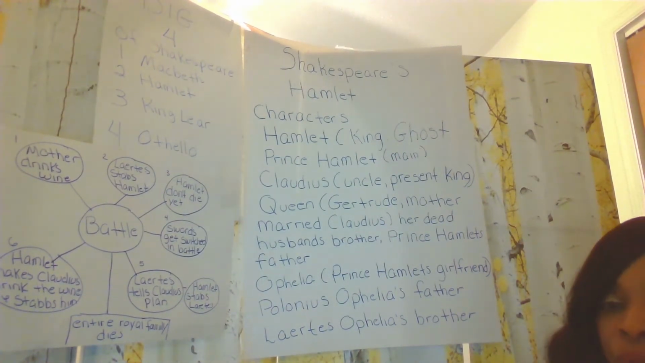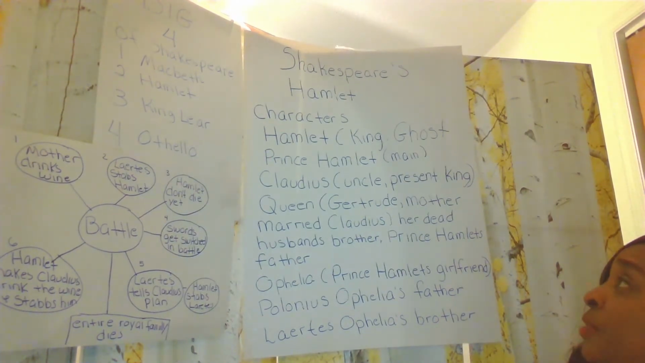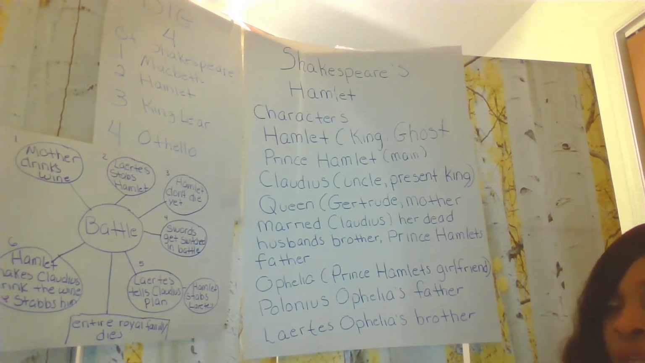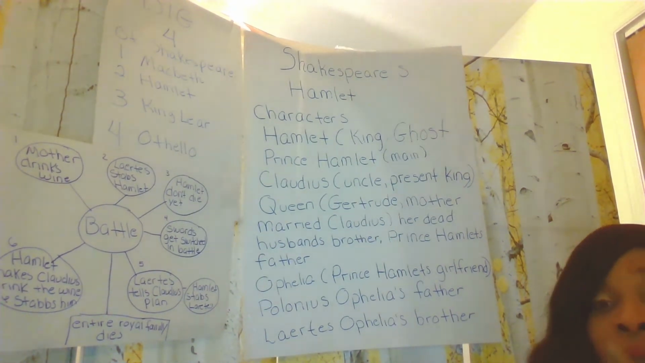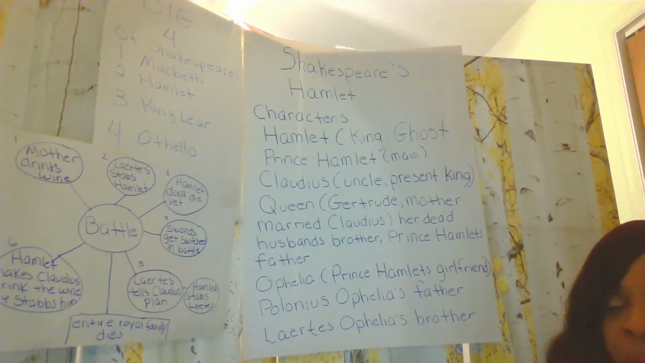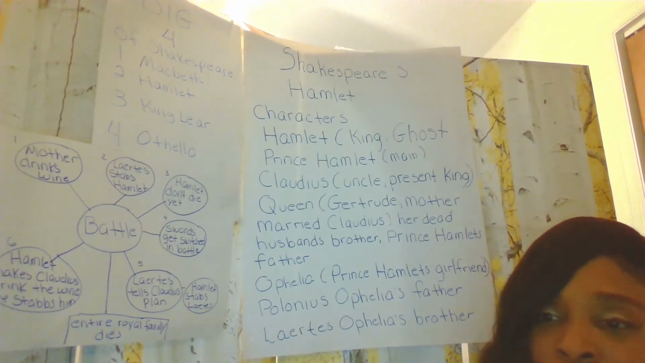Okay, the first thing we're going to do with Hamlet is go over some of the characters. Shakespeare's Hamlet. The main character, of course, is Prince Hamlet, but we have Hamlet, the king, which is the ghost; Claudius, the uncle, he's the present king; Queen Gertrude, the mother of Prince Hamlet; Ophelia, Prince Hamlet's girlfriend; Polonius, Ophelia's father; and Laertes, Ophelia's brother. There are other characters, of course, in this Shakespeare story. However, we're just going to go over these main characters and how they connect with each other.